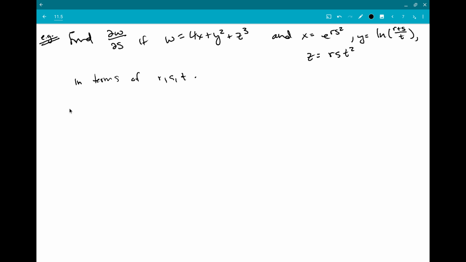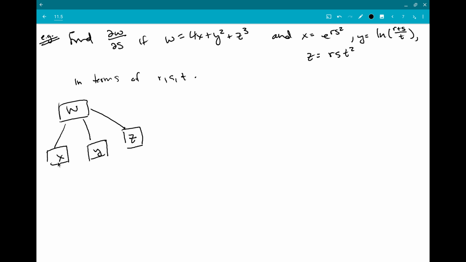So the variable on top is where I start. There's my w. And I have to write everything it depends on. So w is 4x squared. It's got an x. Plus y squared. It's got a y. Plus z cubed. So it depends on z.